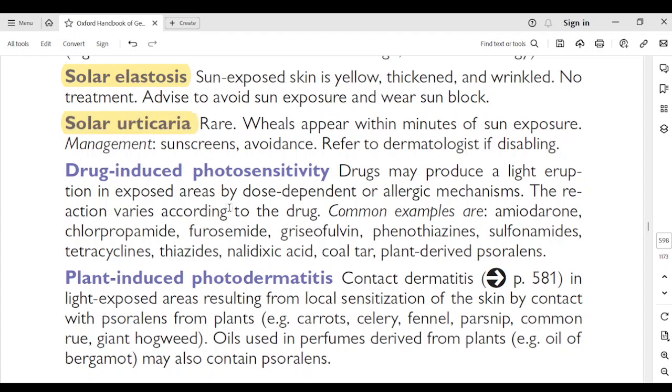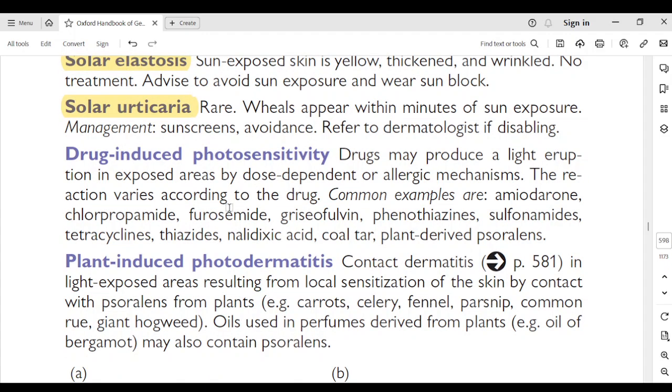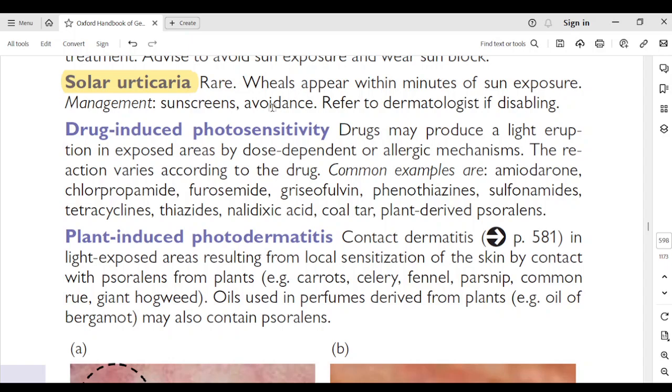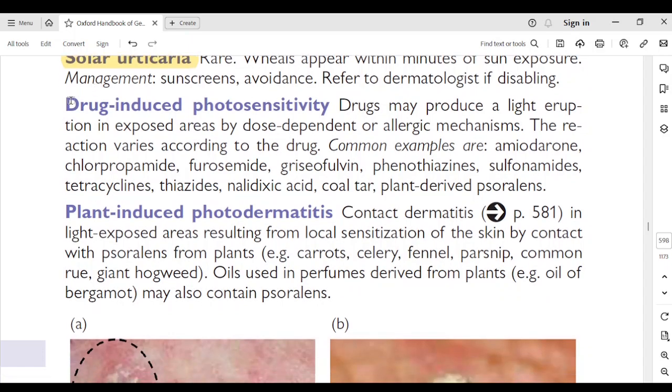Solar urticaria is rare. Wheals appear within minutes of sun exposure. Management: sunscreen, avoidance. Refer to a dermatologist if disabling.